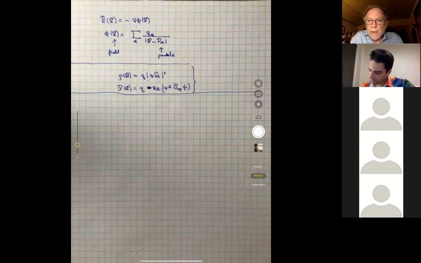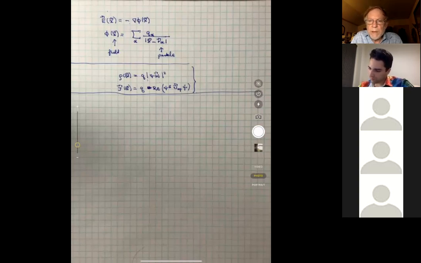Now, tonight and in the next lecture, we're going to be dealing exclusively with the classical electromagnetic field, but we're going to be analyzing it from the standpoint of how do we go from there to the quantum field? How do we quantize the classical electromagnetic field?